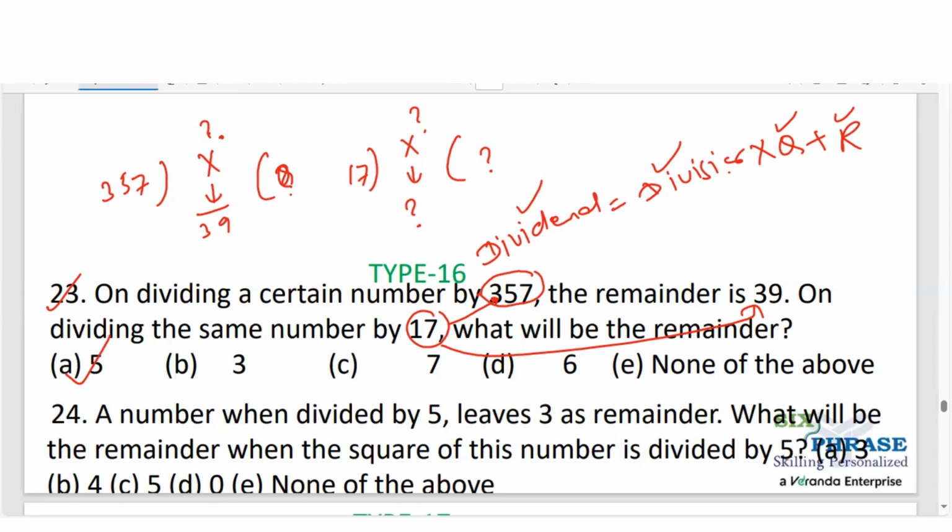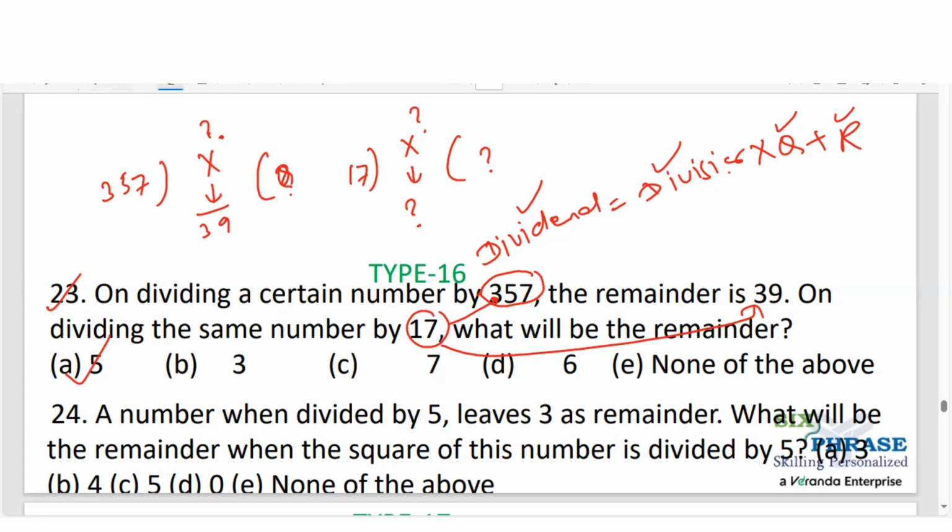When the first divisor is not divisible by the second divisor, then our answer will be that the data are not sufficient to solve the question, or data are inadequate, or none of these. So always for this type of question, first check the connection: whether the first divisor is divisible by the second or not. If yes, then divide the given remainder by the second divisor. The new remainder will be your answer, right?